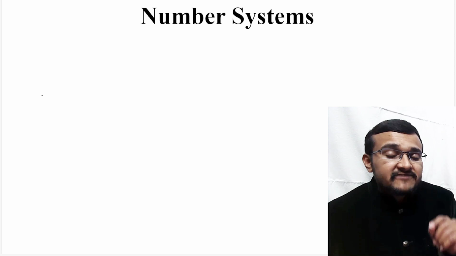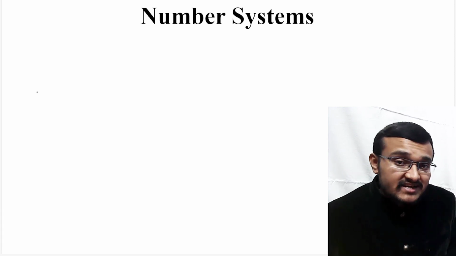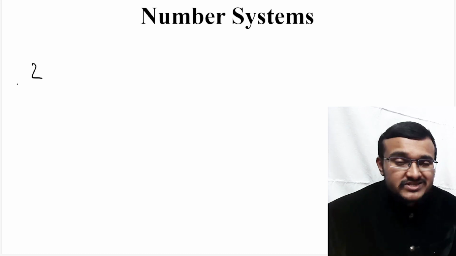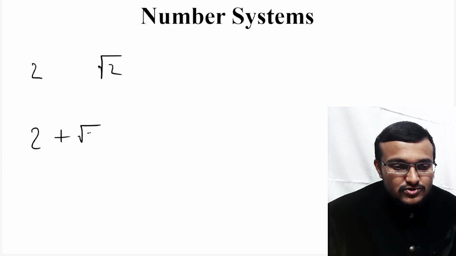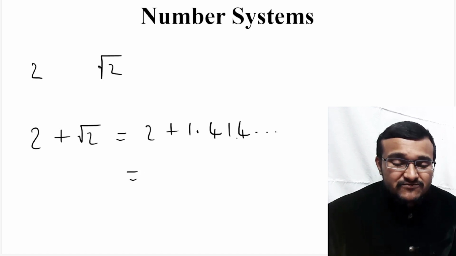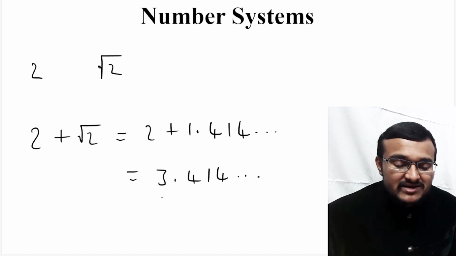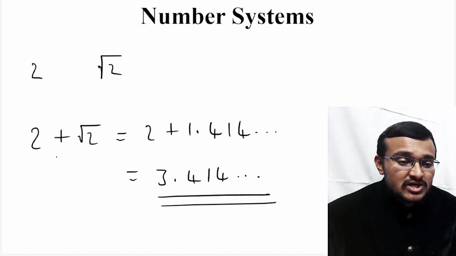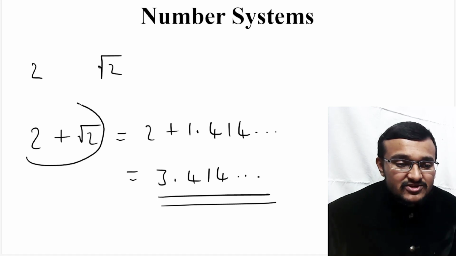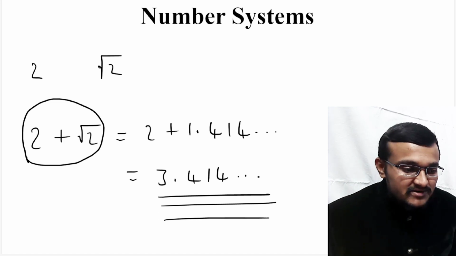So now, what if I do addition or subtraction between a rational number and an irrational number? For example, if I consider 2, which is a rational number, and root 2, which is an irrational number, 2 plus root 2 will give you 2 plus 1.414, and it goes on like this. So 2 plus 1.414 is nothing but 3.414 and goes on like this. So here also you are getting an irrational number. So always remember, whenever you are adding a rational number and an irrational number, you will always get an irrational number.